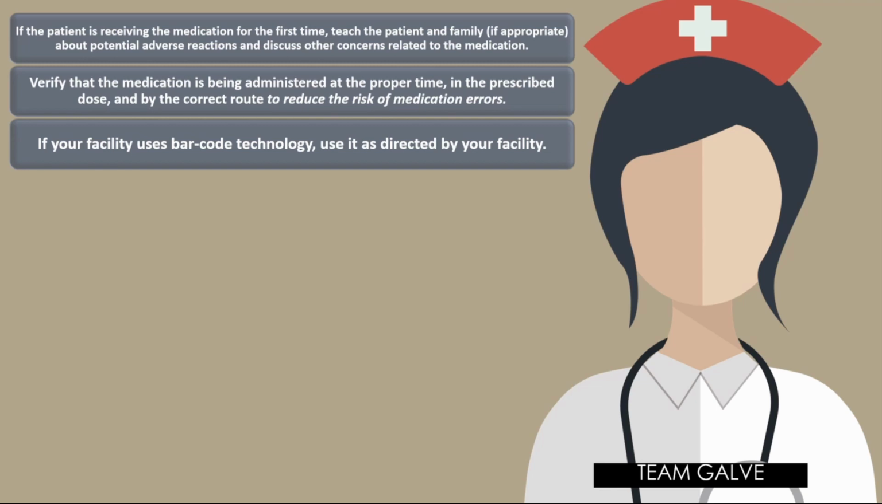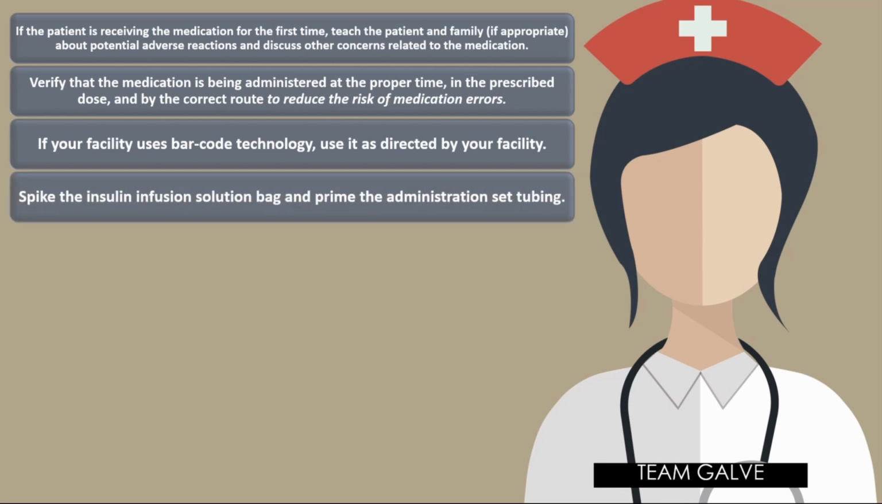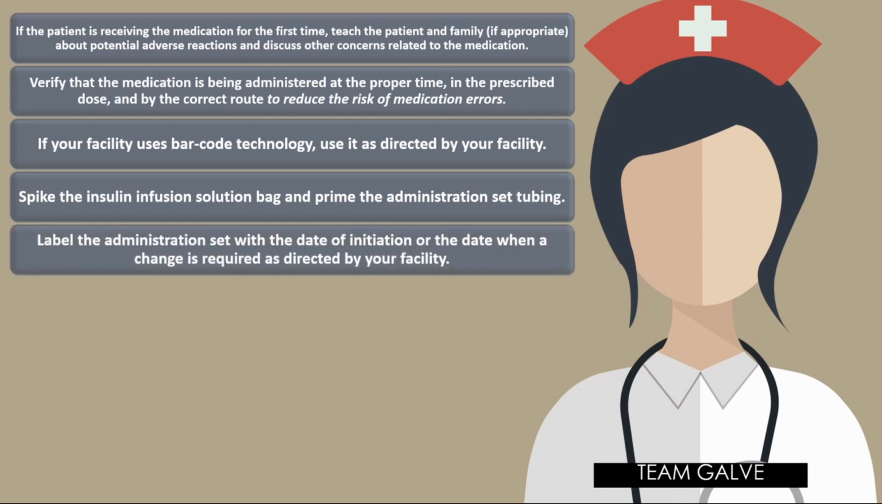Spike the insulin infusion solution bag and spike the administration set tubing. Meaning, spike, huwag kang kabahan. Tutusukin mo lang naman ng plum set. Di ba mayroon yung tusok? Yun na yun. Kasi magsa-start ka na, huwag ka masyadong kabahan sa spike na yan. Madali lang yan.